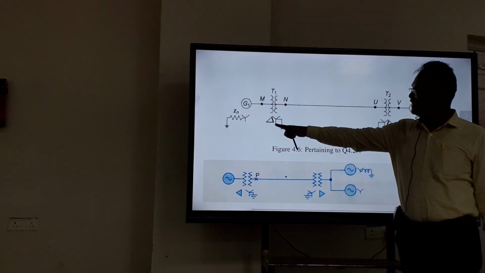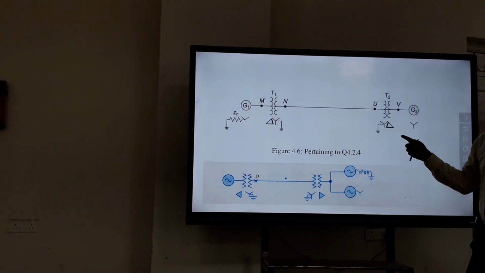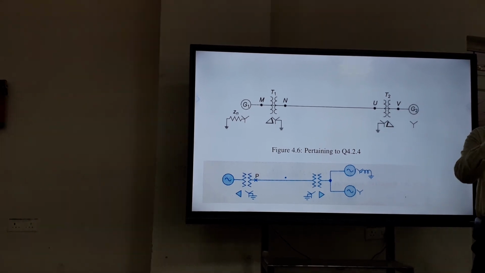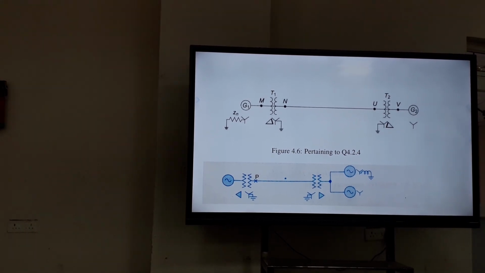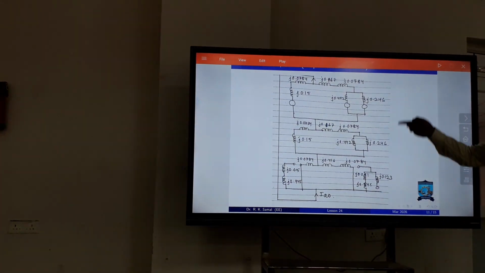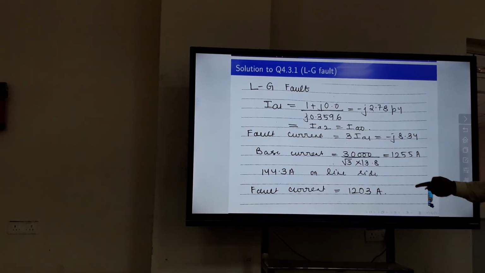If the connection is delta star grounded or star grounded delta, in that case what zero sequence network are you going to use? That is given in the previous lesson, so refer to it. Then you will simplify this and compute the line to ground fault current.